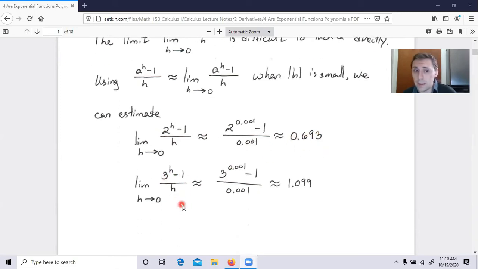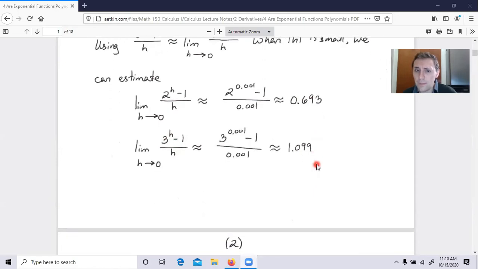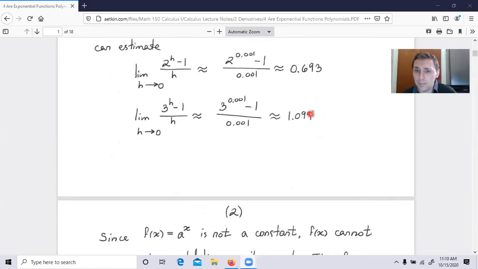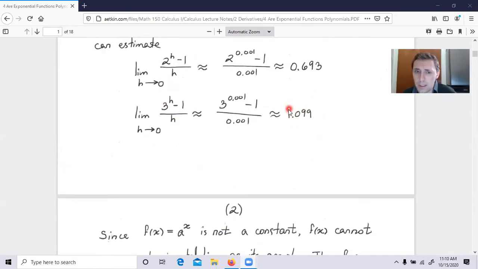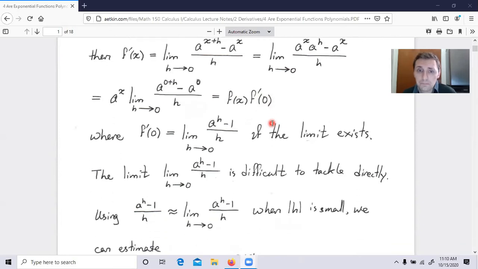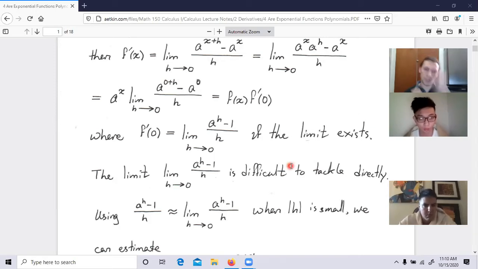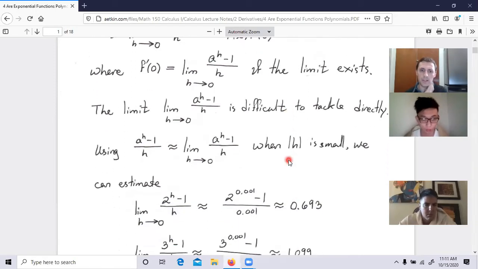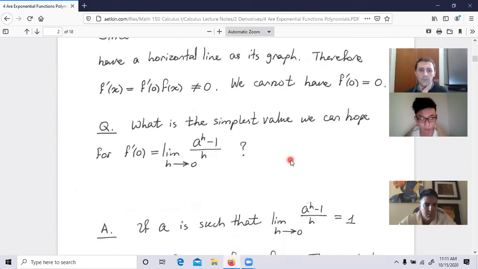0.693. Doing the same thing with, let's say, 3 to the h minus 1 over h, we get 1.099. And we have a sense that we can get numbers close to 1. And the reason we like numbers close to one, essentially, is because the derivative will not change the function if f prime of zero will actually equal one. Okay, so here is a sense. So we are led to investigate a function of the form.